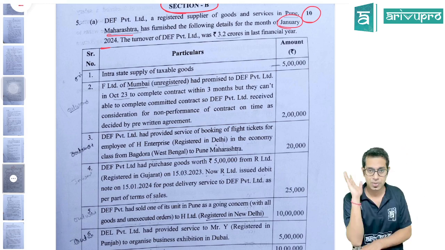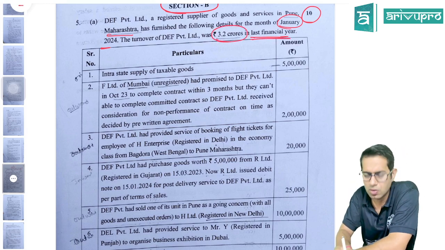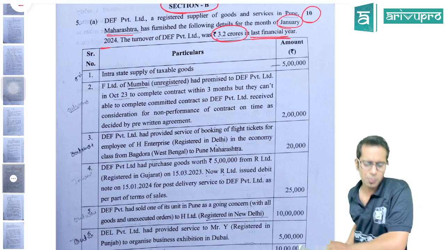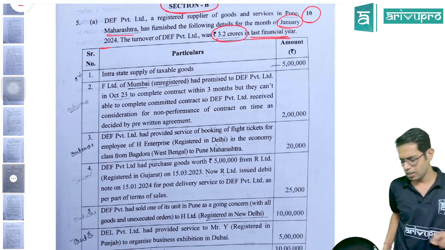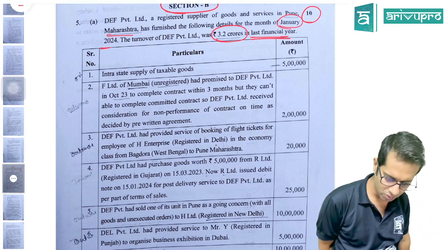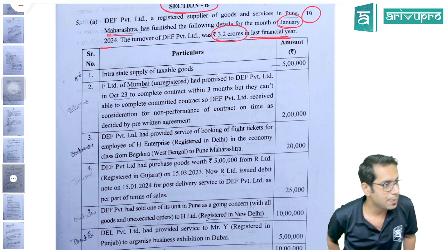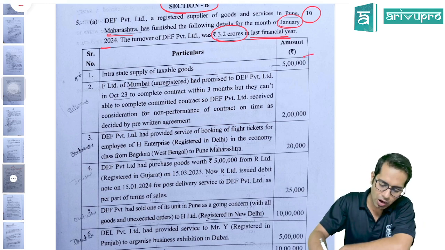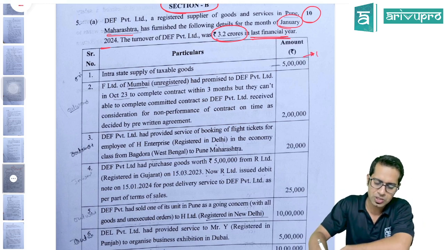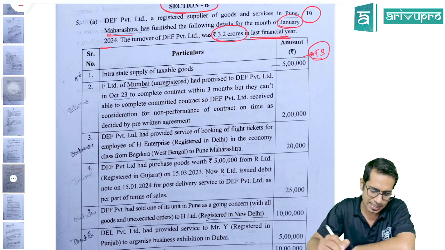The turnover of D Limited is 3.2 crores for last year. Okay, meaning he is not a composition dealer. He is a regular registered person having a turnover of more than 1.5 crores, that is, his turnover is around 3.2 crores. So he has made an intrastate supply of 5 lakh rupees. So can I say it is a taxable supply, sir? Yes, it is a taxable supply.